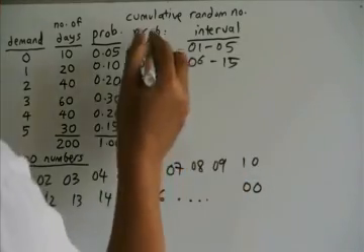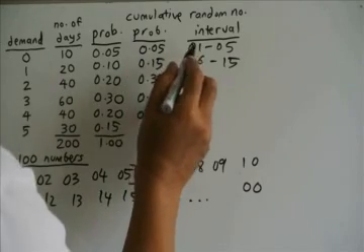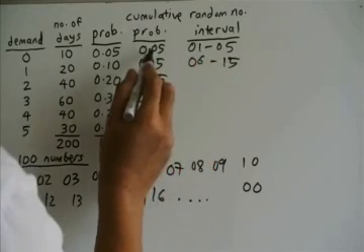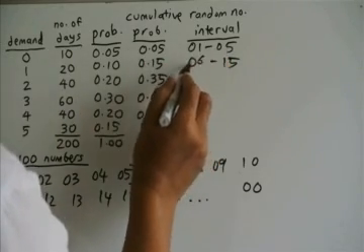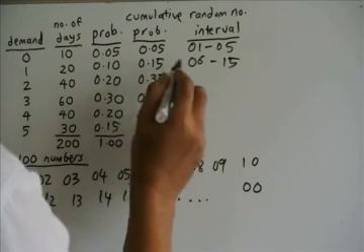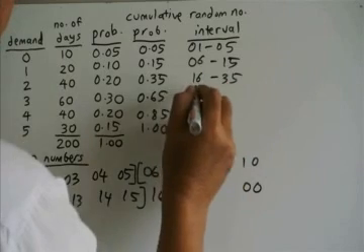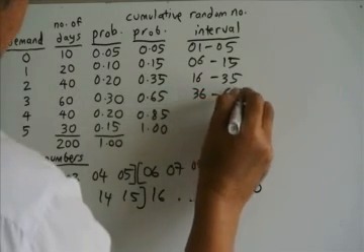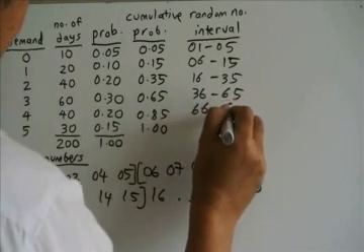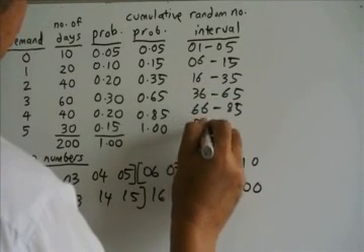But to help us, we can use the cumulative probability. So for example, 01 until 05. After 05 is 06 until 15. Then 16 until 35. 36 until 65. 86 until 00.